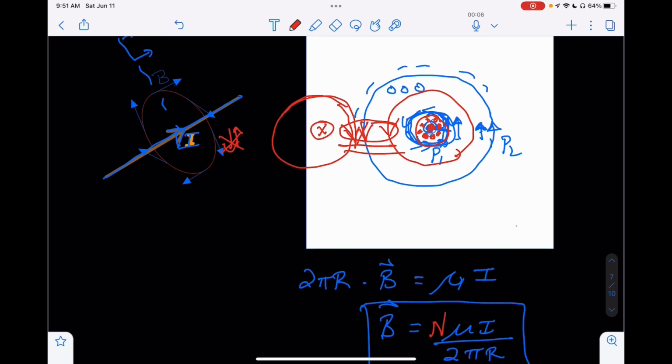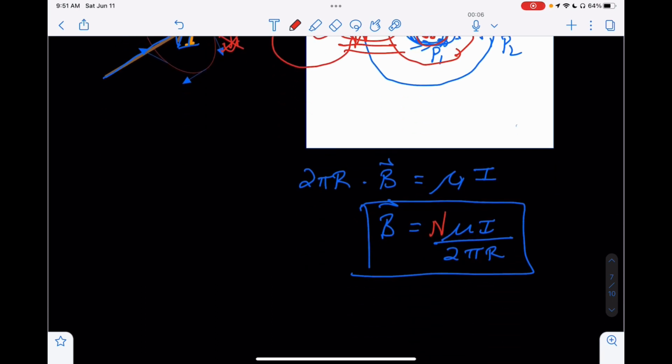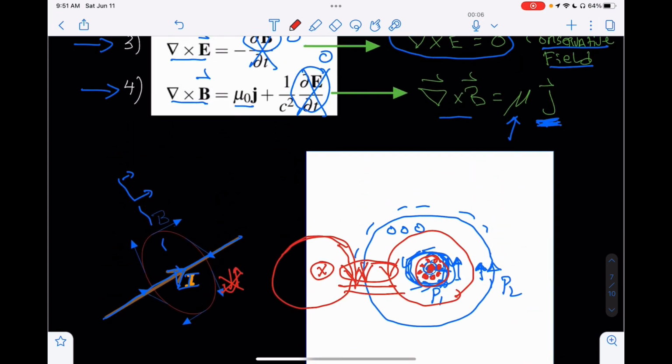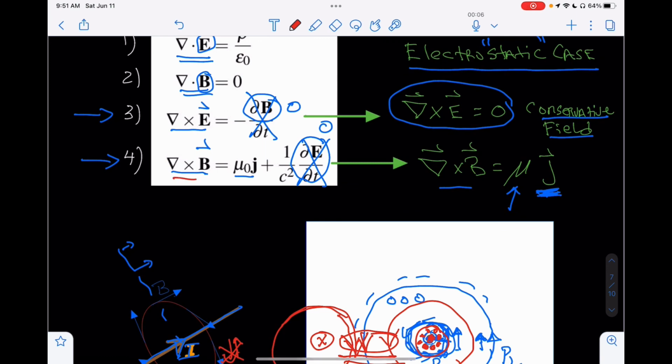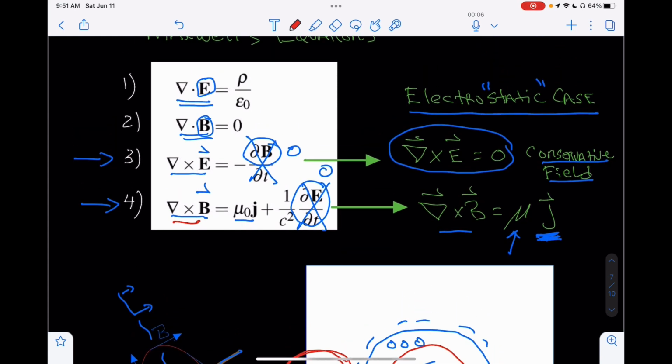I'm not going to go into other examples, but hopefully this gives you an idea that when you're looking at the curl, you have to think about circulation. And when you're looking at curl, you have certain sources of circulation. That's what Maxwell's equation says right here: the current is a source of circulation, the same way as an electric charge in divergence is a source of electric field.